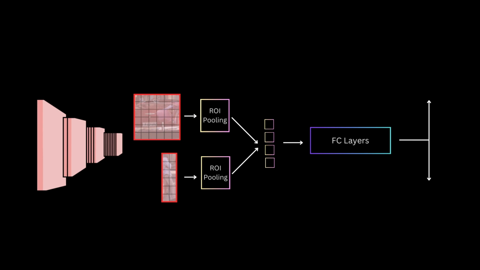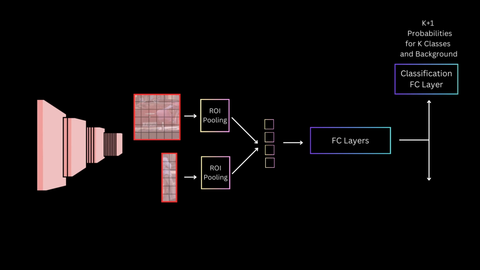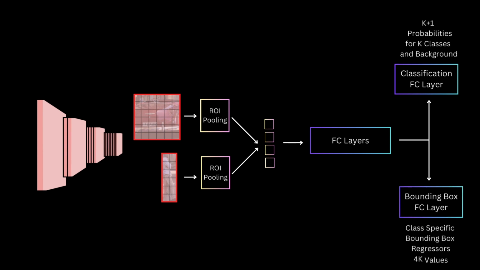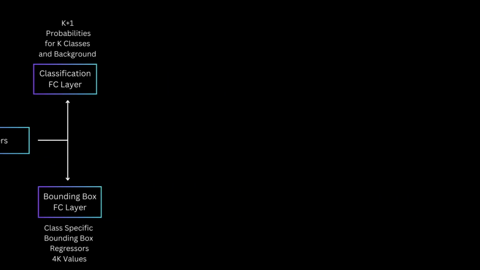One of them is responsible for predicting the class probabilities for the proposal for the K+1 classes including background. And the other is the bounding box regressor, which predicts 4K values, which are the 4 regression values for the K classes. The bounding box regressor is the same as RCNN that we have seen, no change at all.